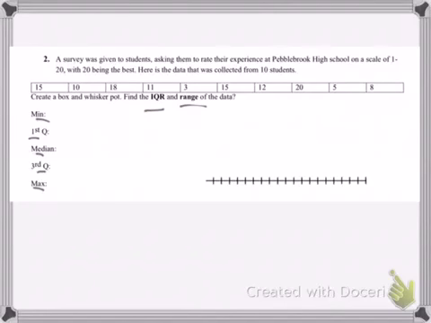A survey was given to students asking them to rate their experience at Pebblebrook High School on a scale of 1 to 20, with 20 being the best. Here's the data that was collected from 10 students. Create a box and whisker plot. Find the IQR and range of the data.